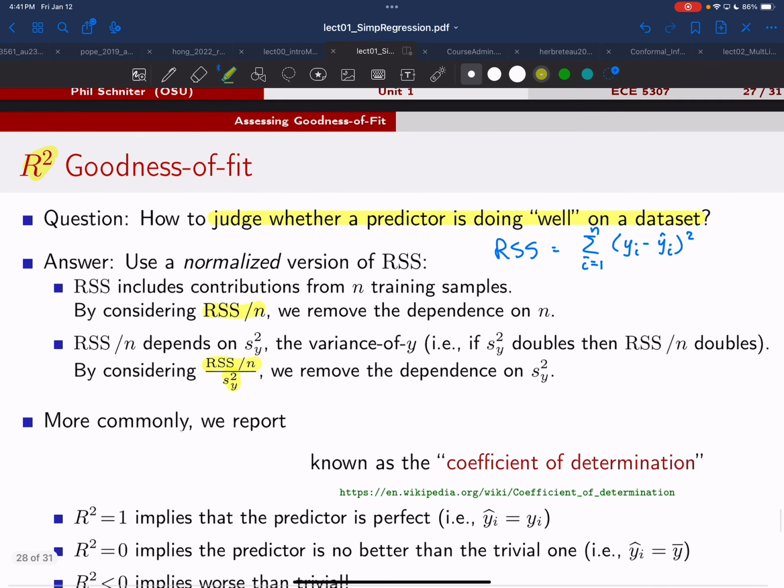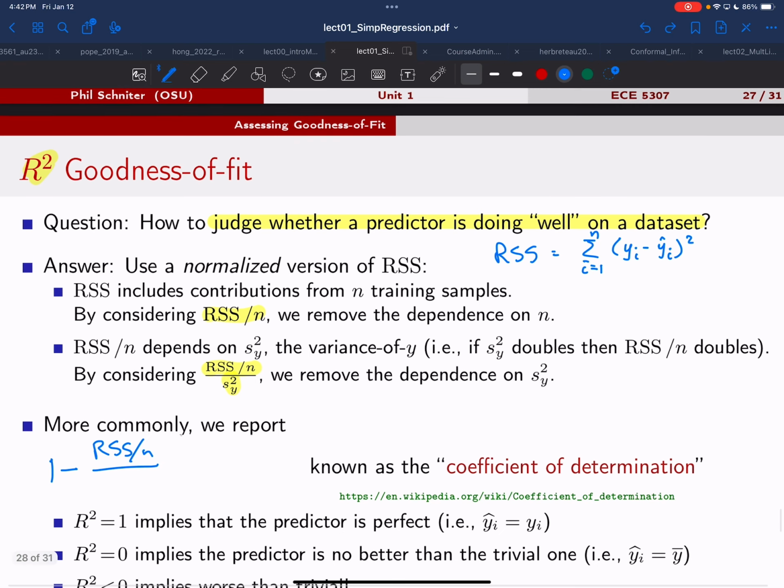And this is almost R squared. It turns out that R squared is 1 minus that quantity: 1 minus RSS divided by n over s_y squared. So this thing is given the notation R squared. And this is the way that pretty much everyone describes how well linear regression works. So this is known as the coefficient of determination. The Wikipedia page is pretty good on this.